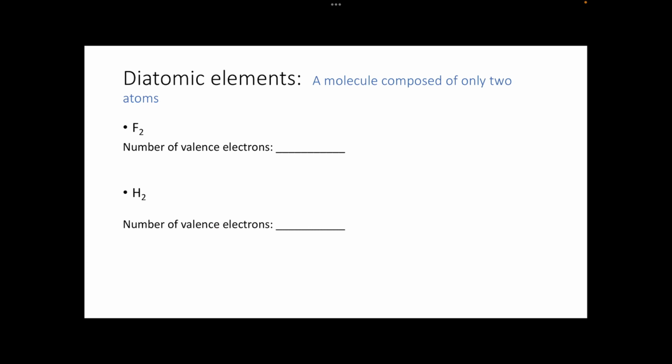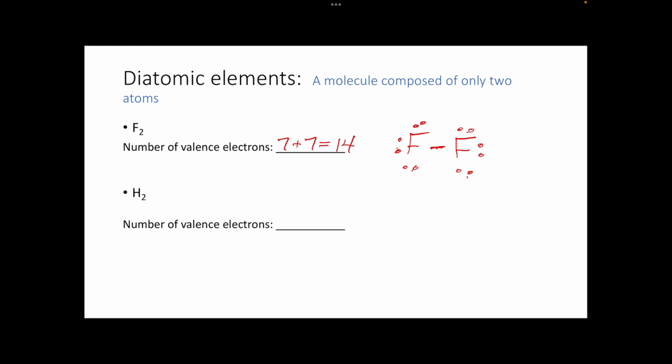Okay, so let's also talk about diatomic elements. A diatomic element is a molecule composed of only 2 atoms, like F2 or H2. So we look at F2, the number of valence electrons is going to be 7 plus 7. Since there's 2 of them, it's 14. All right, we are going to draw the Lewis structure with a bond between them. We have 12 electrons to put around, and we can put 2 on each side. All right, so now we have 14.